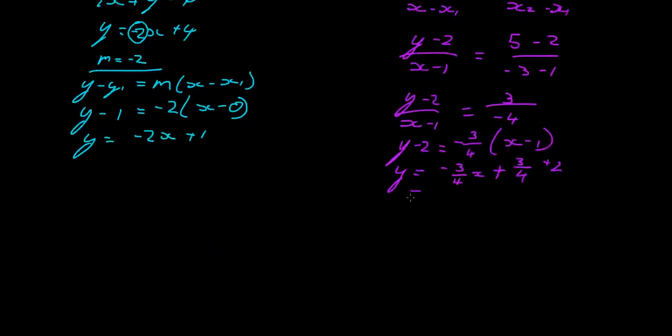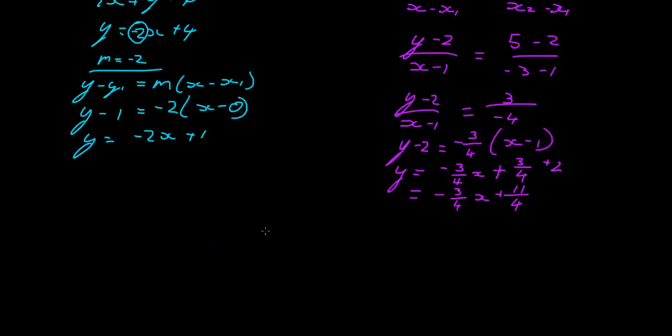And let's finally finish this one. y equals minus 3 over 4 x plus 3 over 4 plus 2, which is 11 over 4. Okay. Alright, so now we've solved the first part of the question for all of these. We've got the equations of the lines.